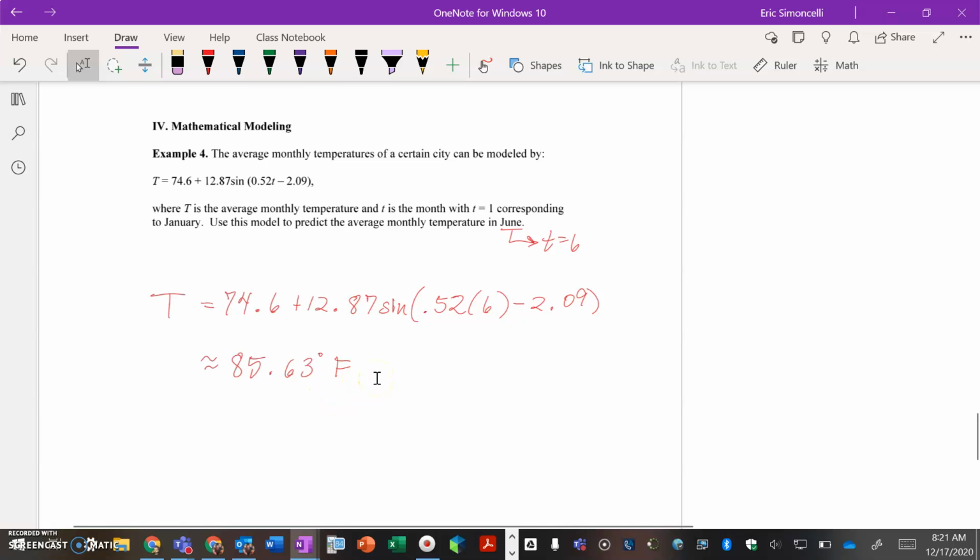And again, I did this in radians. Later, if in fact any problem is to be done in degrees, it will specify very obviously.